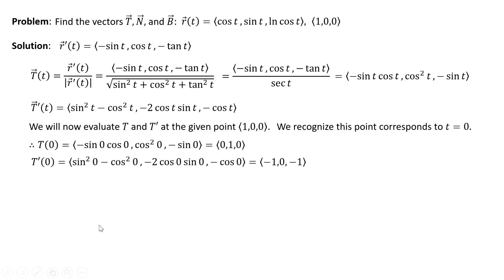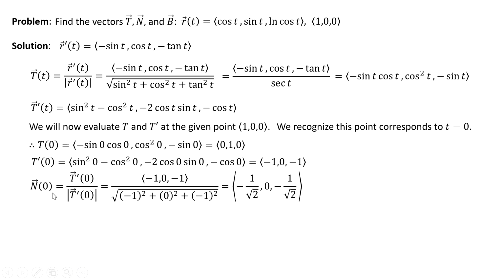And why did we need this? Because N of 0, look, I put a vector on top of this N, but I didn't put a vector on top of this T nor on this T prime. Jeez. Okay, so T prime of 0 over the magnitude of T prime of 0, and just a simple calculation like that, folks.